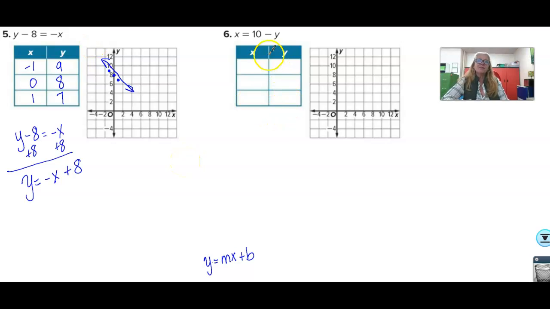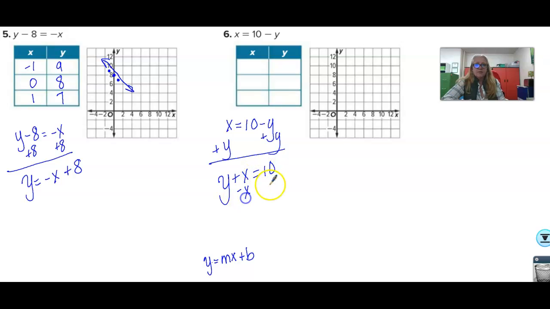Moving on, this one is also not in y equals mx plus b form. We want to have the y over here and the x over here. So what we can do is add y to both sides. That gives us y plus x equals 10. And then subtract x from both sides. And that gives us y equals -x plus 10. And now we've got the right format again.